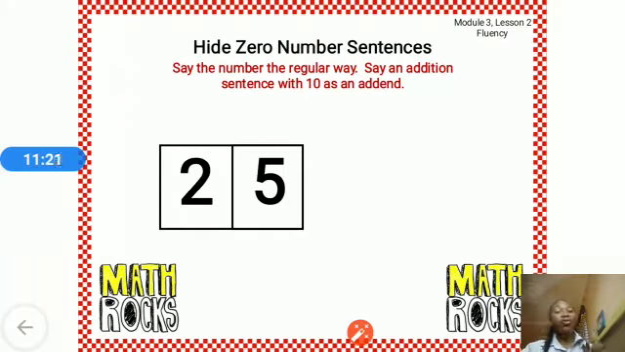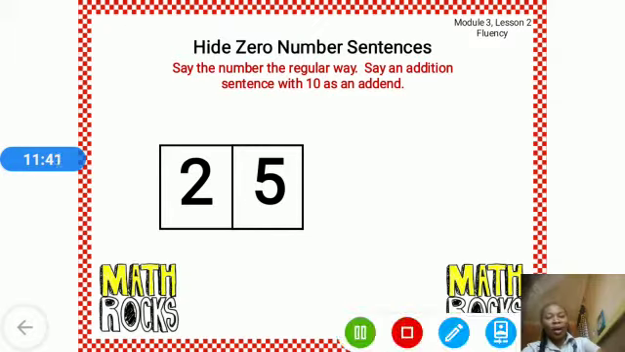Here we have 25. How many tens do we have in 20? 2 tens. It means 10 in 2 places. So what we have here is going to be 10.